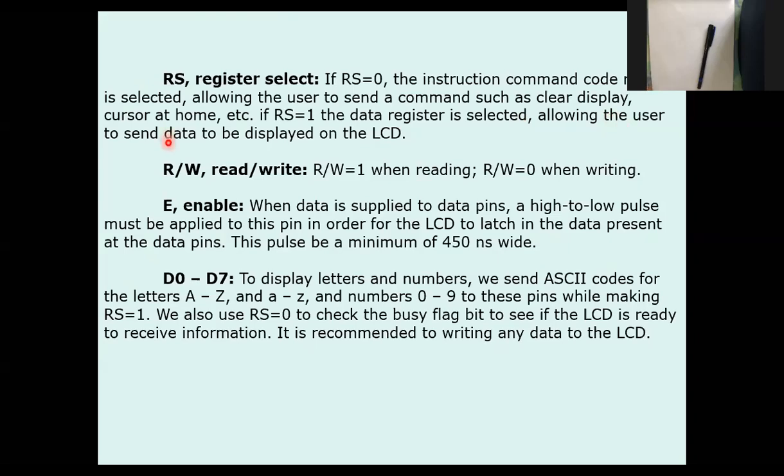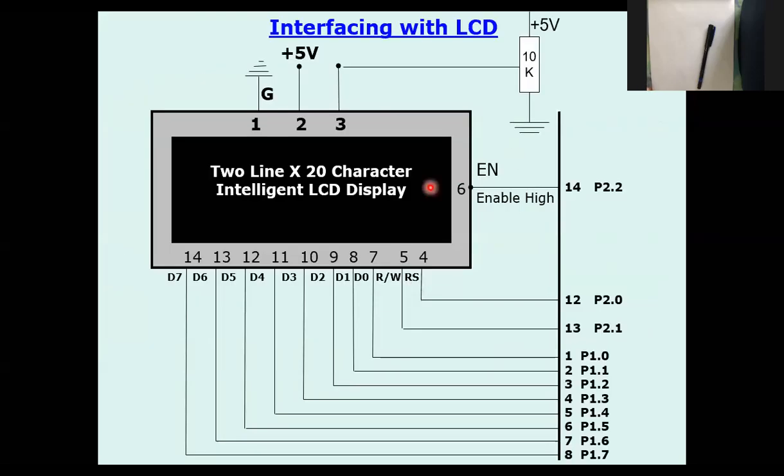Allow the users to send the data to be displayed. If RS is zero, it means how to display, and if it is one, then it means what to display. Next, RW is another pin, where one is read and the other is write. Write means how to display and what to display.